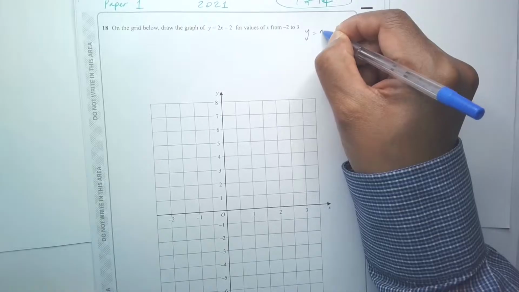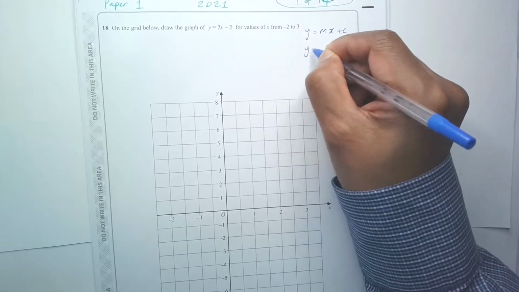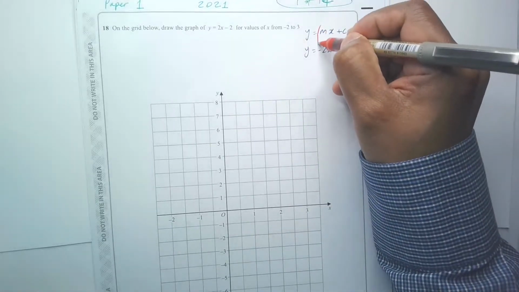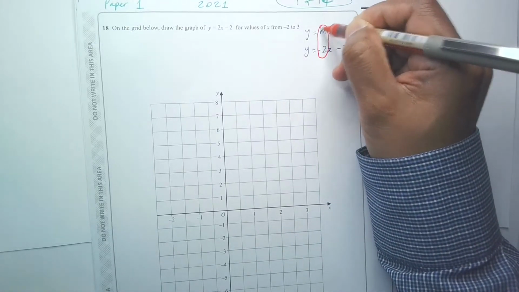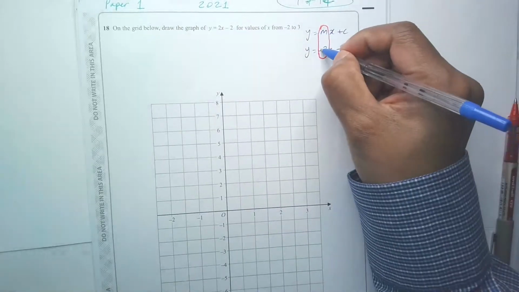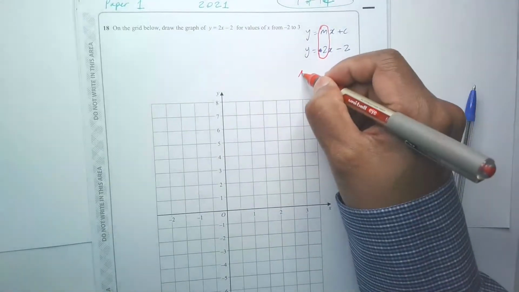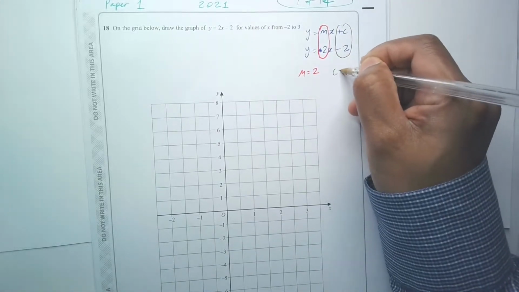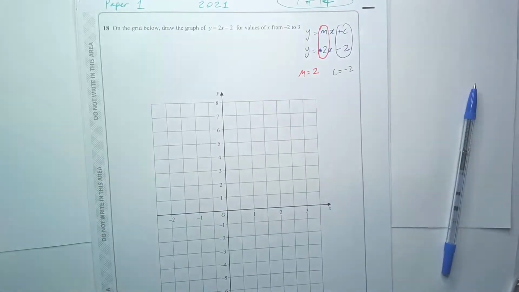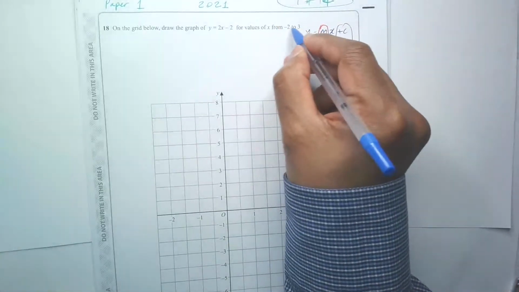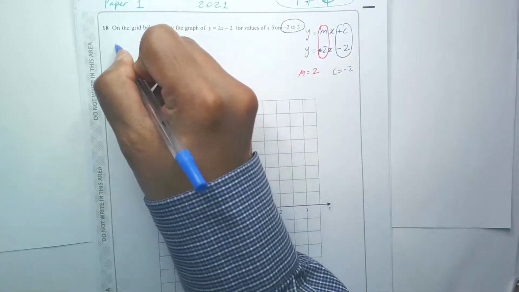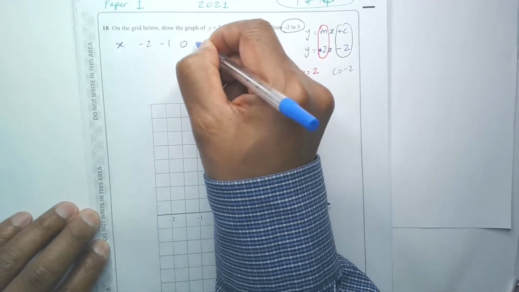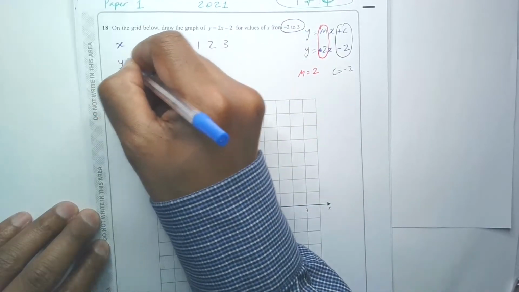So y equals mx plus c, y equals 2x minus 2. And we can see here that our m, I just made a mistake here, it's y equals 2x, not minus 2x. Our m is going to be 2, and our c here is going to be minus 2. Okay, so when I'm drawing my table of values from minus 2 to 3, I've got x: minus 2, minus 1, 0, 1, 2, 3, and y.